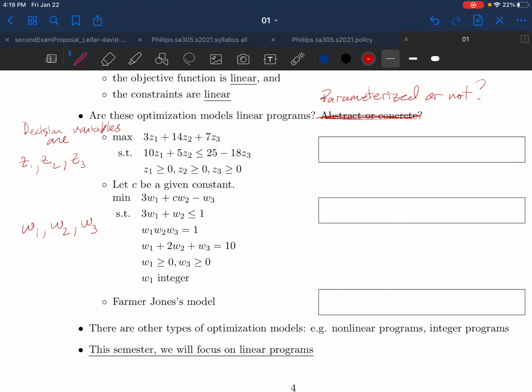Okay, so let's now answer these questions with this in mind. If you want, you can pause the video and see if you can guess yourself. Go ahead and pause it if you'd like and try to answer that. I'm going to go on now and answer it myself. So here, this is indeed a linear program.